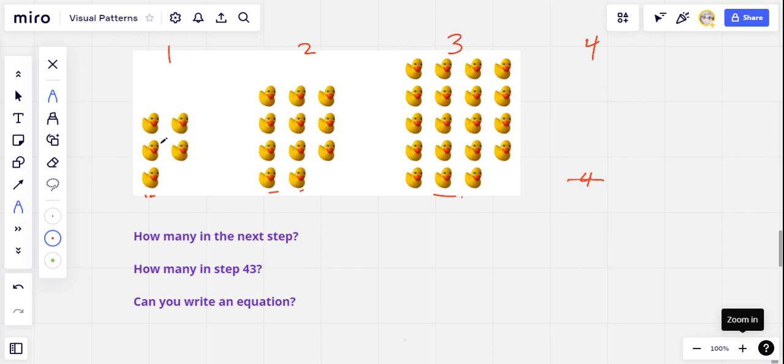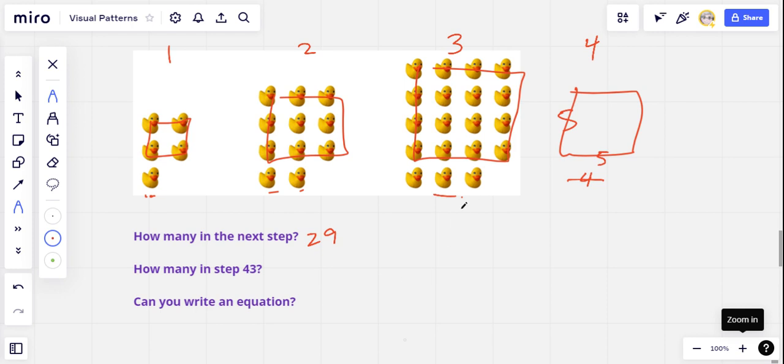And then what's left looks like a square every time. Yeah, so this is a 2 by 2 square, a 3 by 3 square, a 4 by 4 square. So I would expect a 5 by 5 square of duckies. So 5 times 5 would be 25 duckies, plus 4 more would be 29. So that's my prediction for step 4, 29 duckies.